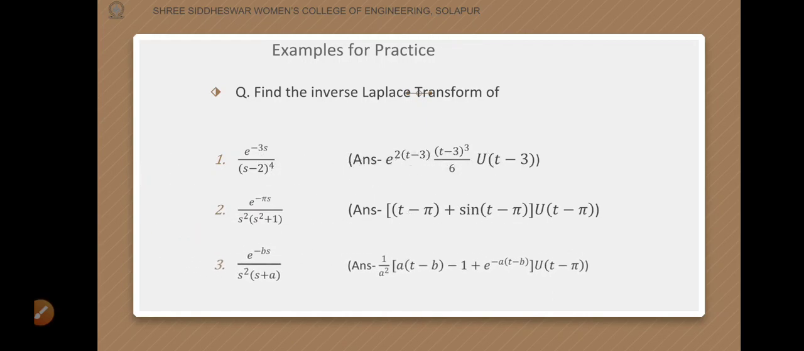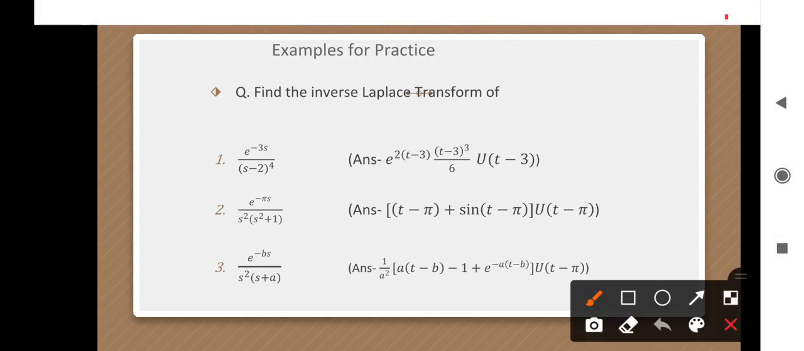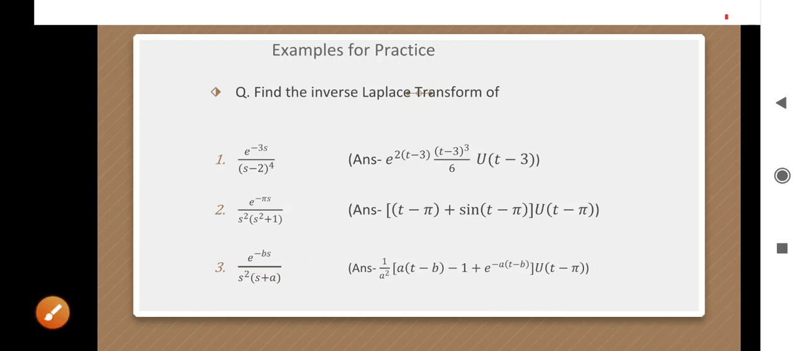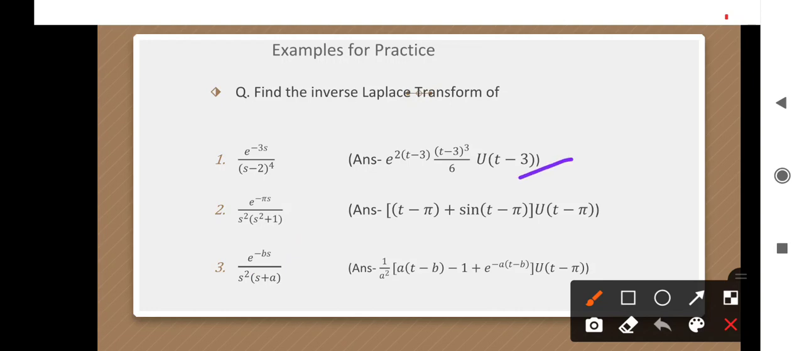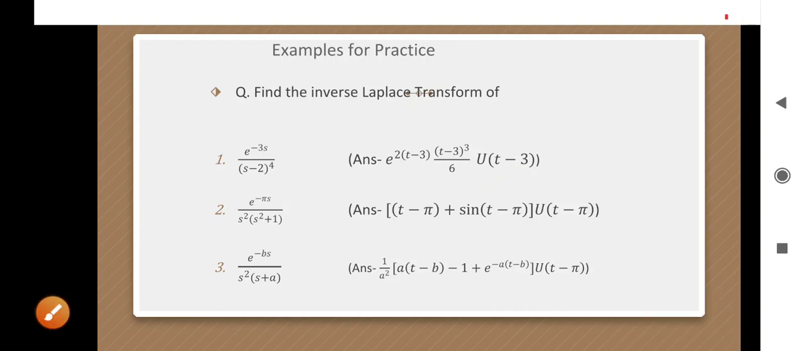And the third example is again here f bar of s is equal to 1 upon s square into s plus a. So you can apply the convolution theorem or the method of partial fractions to get the inverse LT of f bar of s, that is f of t, and then replace t by t minus b as e raised to minus bs is present over here. And don't forget to multiply f of t minus a by the corresponding u of t minus a function. So solve these three examples, refer to the solved examples, and verify your answers with the given answers.